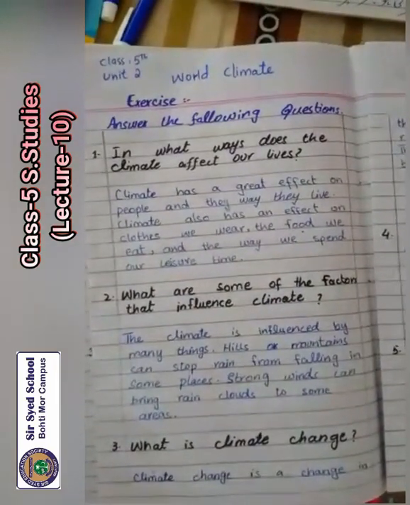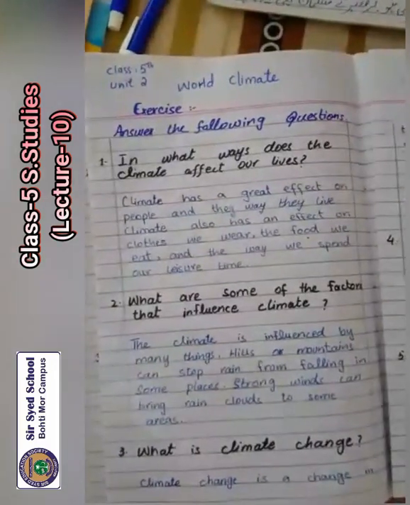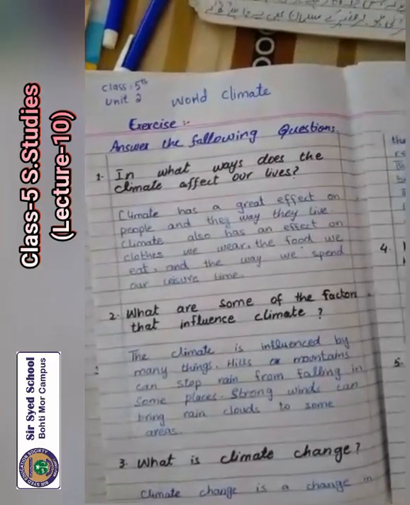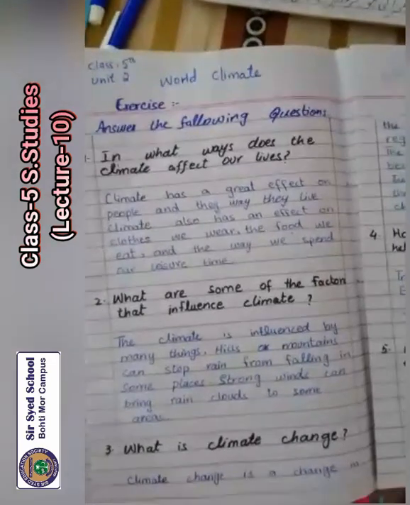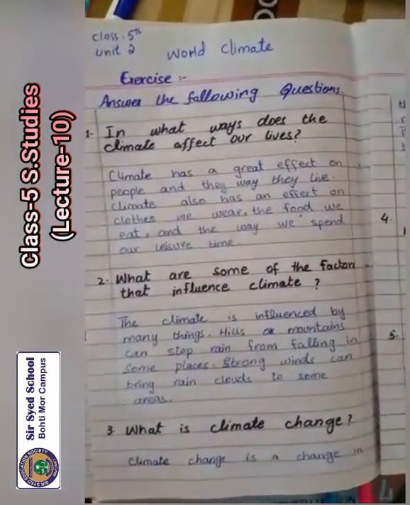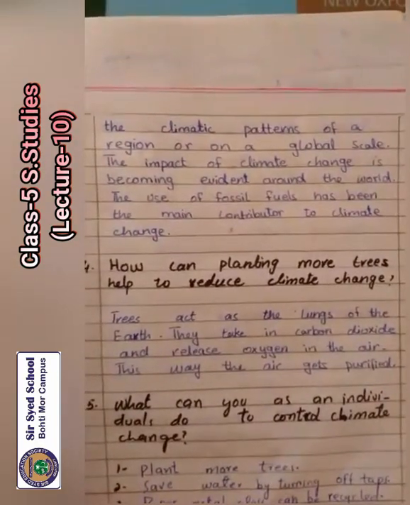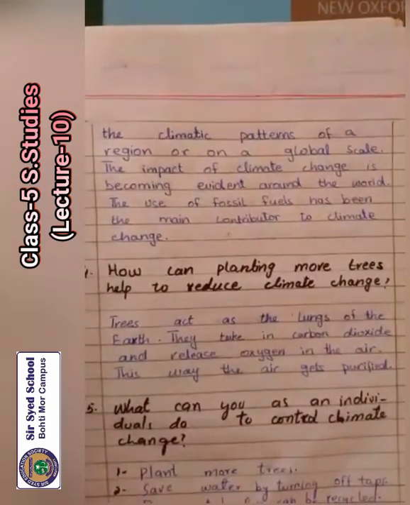Question 2. What are some of the factors that influence climate? The climate is influenced by many things. Hills or mountains can stop rain from falling in some places. Strong wind can bring rain clouds to some areas. Question number 3. What is climate change? Climate change is a change in the climate patterns of a region or on a global scale. The impact of climate change is becoming evident around the world.